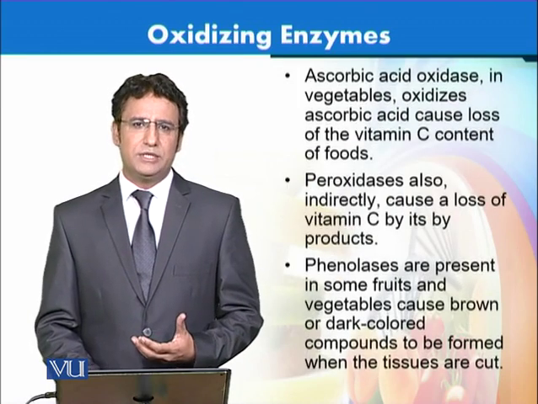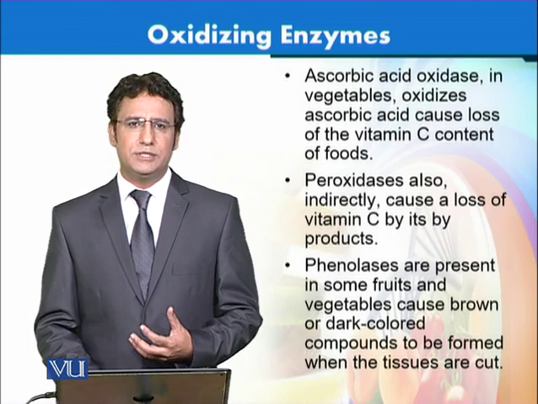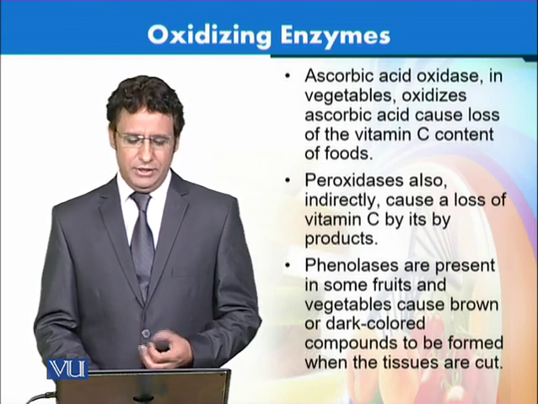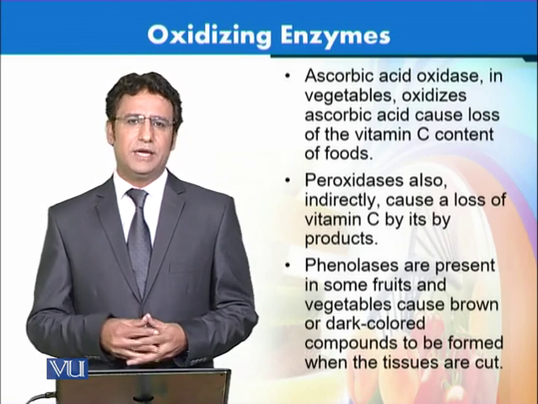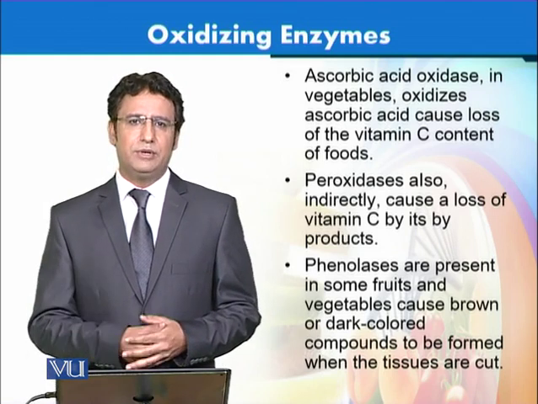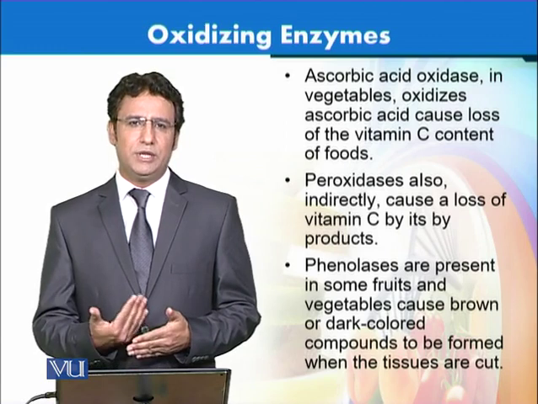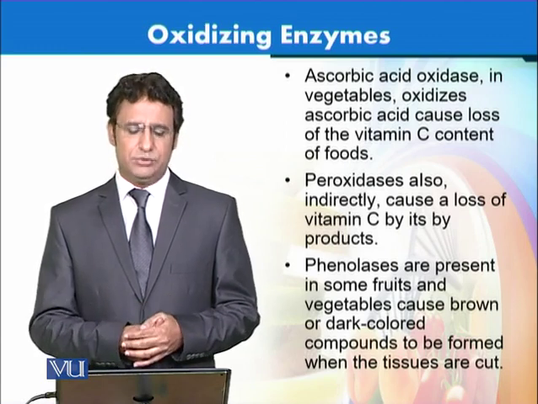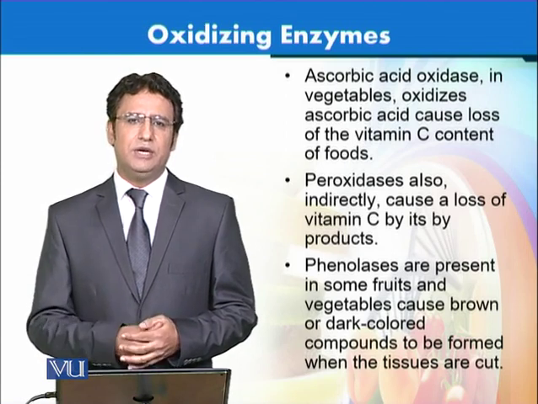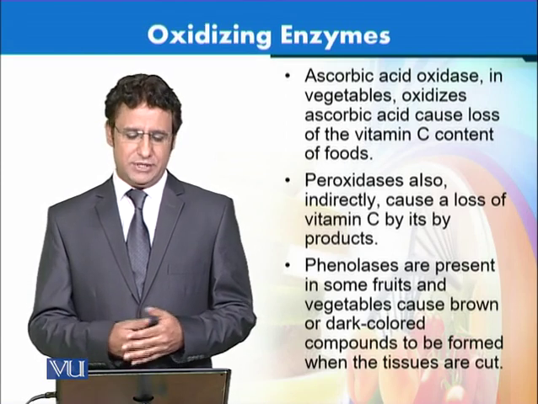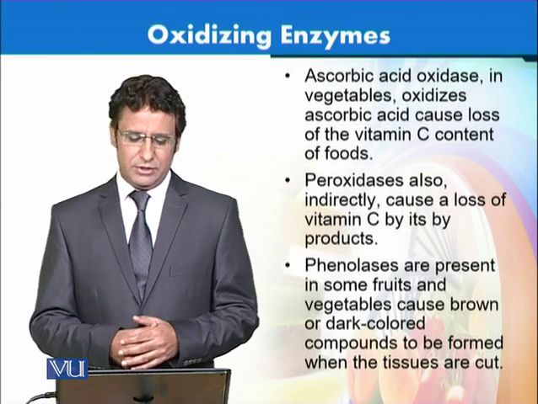Ascorbic acid oxidase: as you know, ascorbic acid is commonly known as vitamin C. It is there in fruits and vegetables. If this enzyme acts upon ascorbic acid, that would mean that it would break down ascorbic acid into simpler compounds. So we would be losing the vitamin C activity in fruits if we have these enzymes active in the product.